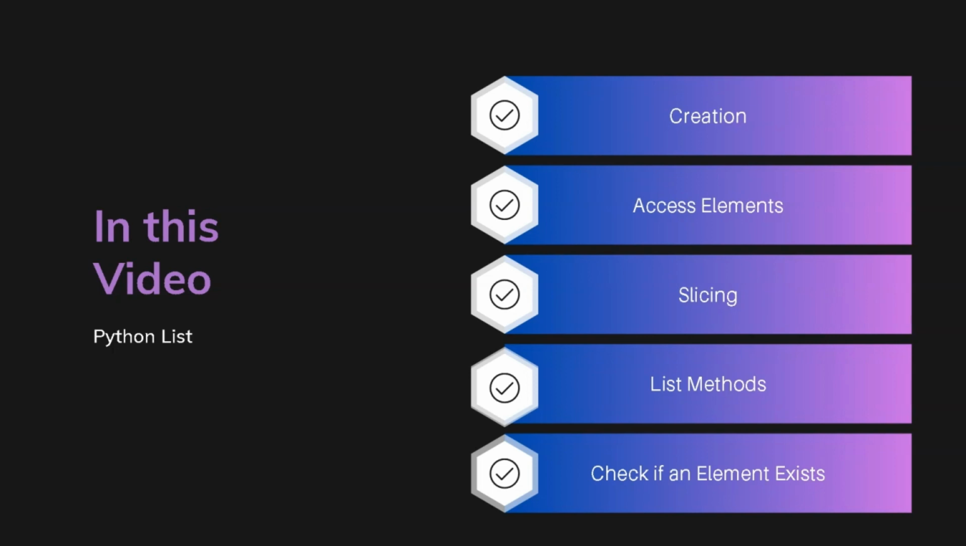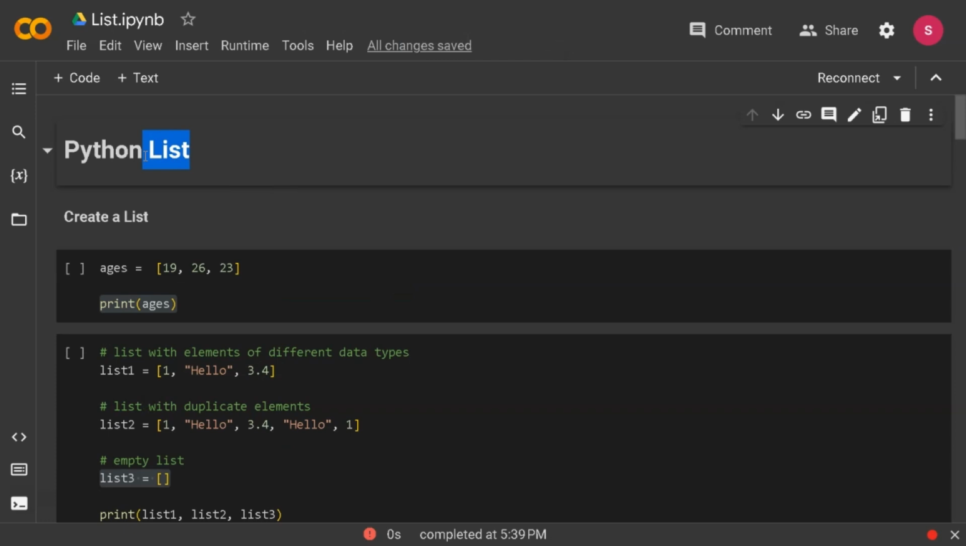So let's begin. So lists are used to store multiple data at once. Suppose we need to record age of 5 students. Instead of creating 5 separate variables, we can simply create a list. We create a list by placing elements inside square bracket separated by commas. So a list can store elements of different type like integer, float, string, etc. And it also allows us to store duplicate element.